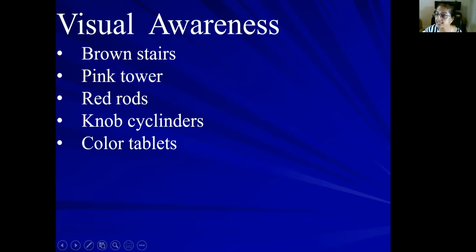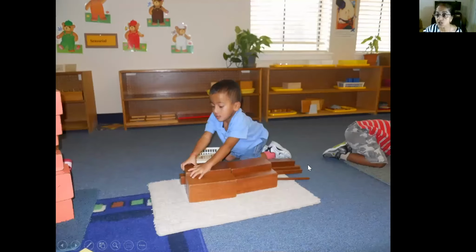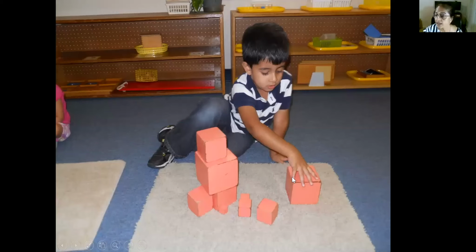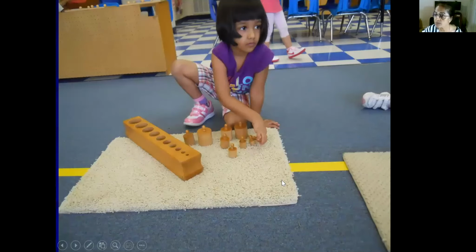So let's first take the visual awareness. What are the lessons that the child learned in visual awareness? I have a few of them here, which is through brown stairs, pink tower, red rods, knob cylinders, and color tablets. Here, you will see the child working with brown stairs. Here, you would see the child working with pink tower. These are the knob cylinders.